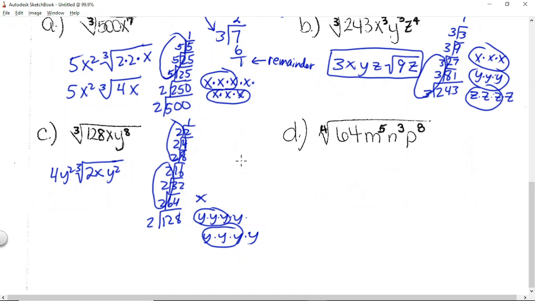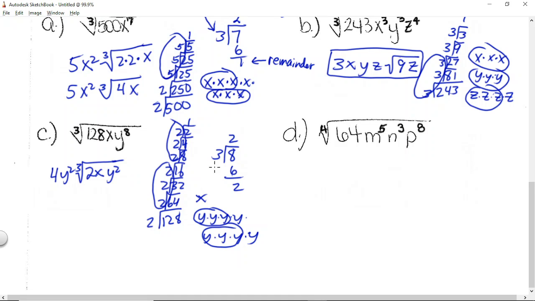Again, we could do a shortcut if we wanted to. We could look at those y's and say, well, there's 8 of them, and we want to know how many groups of 3 there are. So 8 divided by 3 will tell us that. Okay, so that's 2, and then 2 times 3 is 6, and so we have a remainder of 2. That tells us how many y's remain inside.